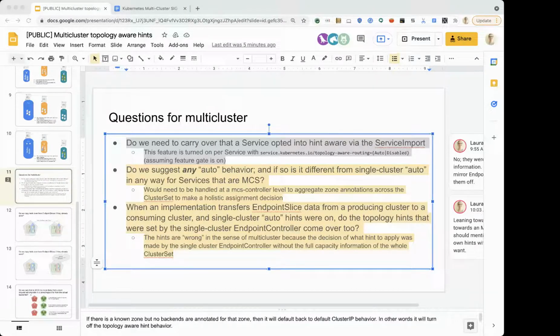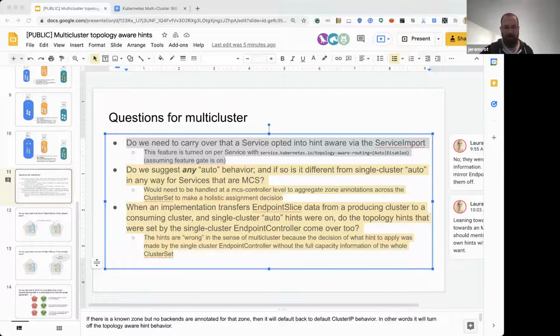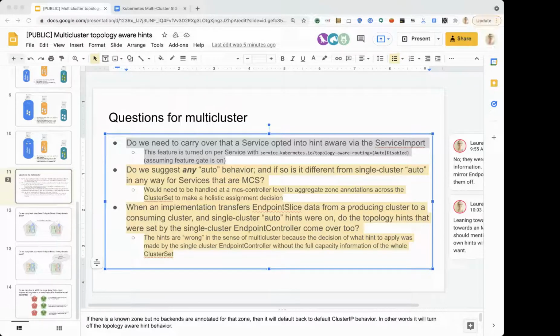So I would just go with whatever the single cluster model does there. Yeah, I think that makes sense. And if you need, or go ahead.